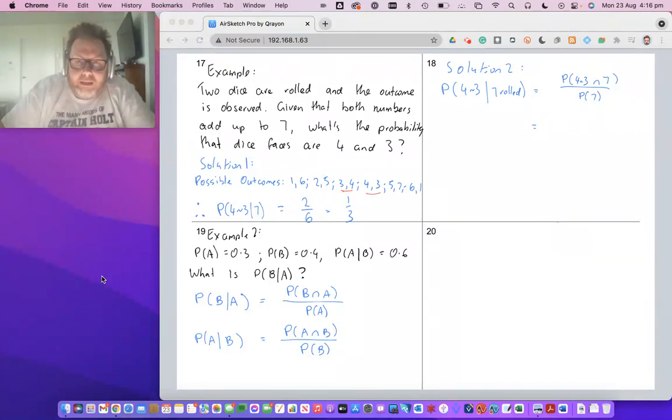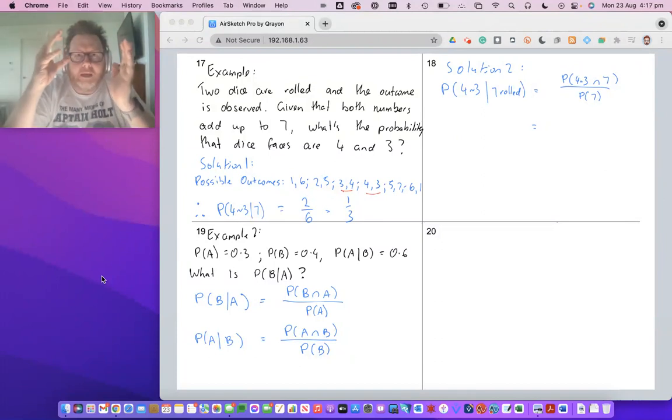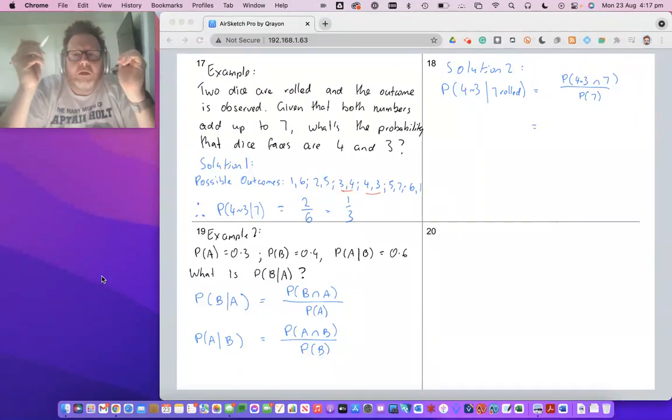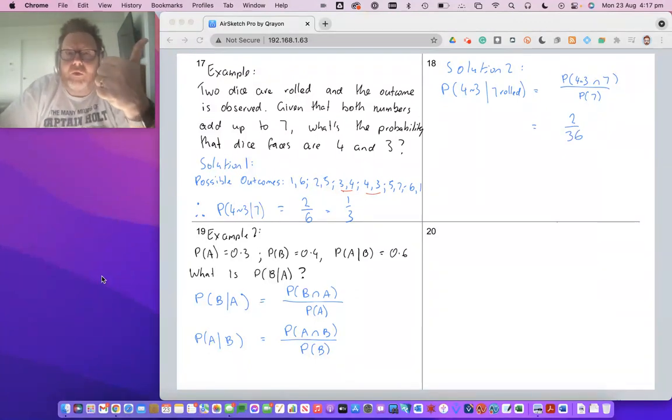So without drawing a table, because it's so common, I'm hoping me just verbalizing it is enough. If you can imagine your table of 6 columns by 6 rows down here, then it's that middle diagonal which would give you all the possible 7s. So that means that there are 6 possibilities there, 2 of which are a 4 and a 3. So we end up with 2 out of 36. Note the 36 because we're looking at the big sample space. So we've got 2 out of 36 would be a 4 and a 3 and a 7, over the probability of a 7. And the probability of a 7 is 6 out of 36.